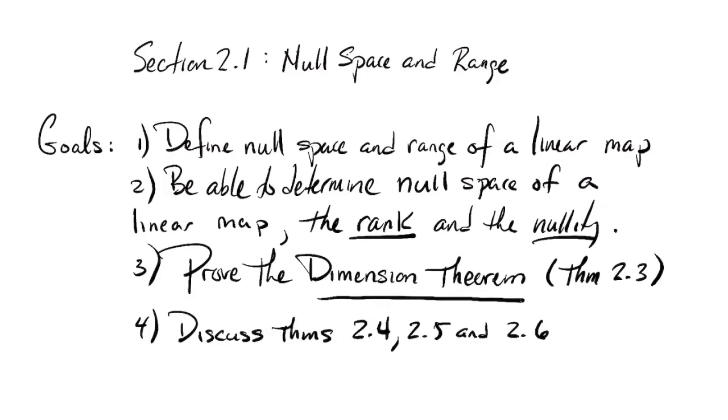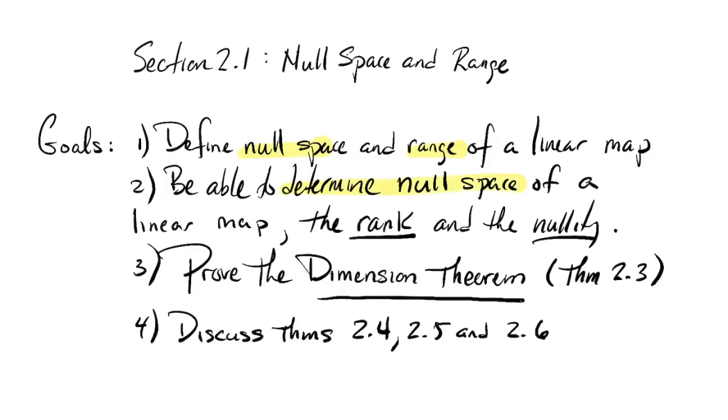Okay, welcome back to linear algebra. We're going to try to finish up section 2.1 in this video lecture, talking about linear transformations, and in particular, talking about something called their null space and the range. So I want to give definitions of those. I want to look at some examples of how you determine the null space of a linear transformation.